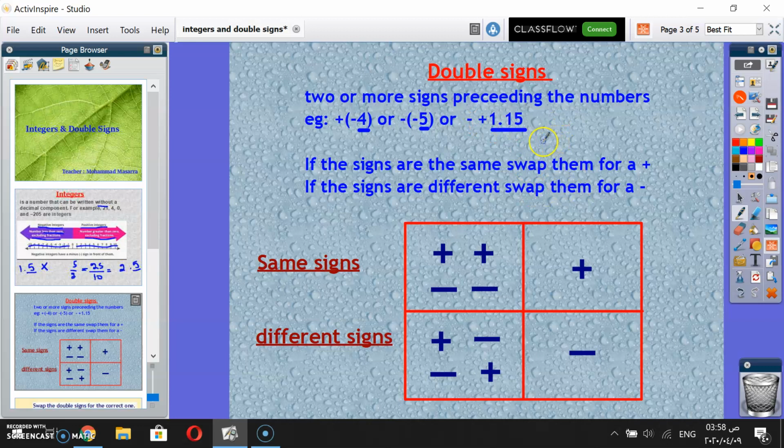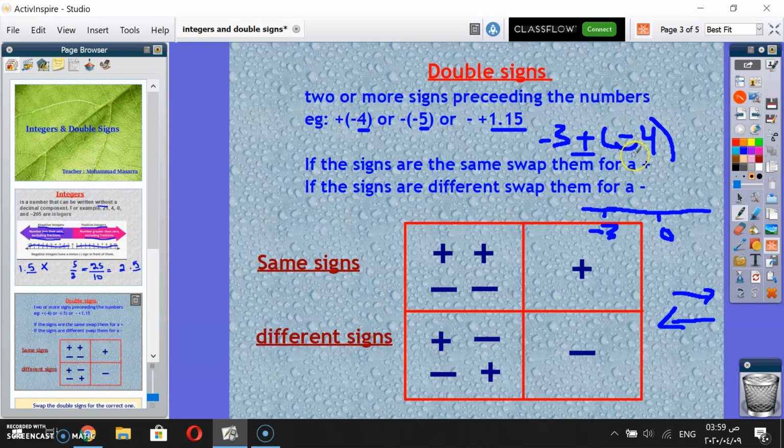If I ask you to calculate minus 3 plus minus 4, how can I solve that? If I want to use the number line, for example, suppose that here is 0 and minus 3 is here, okay? I have a positive sign, so I should go to the right, but I also have a negative sign, so I should go to the left. Which one should I choose? So I will be confused. Should I go to the right because I have a positive sign, or to the left because I have a negative sign?